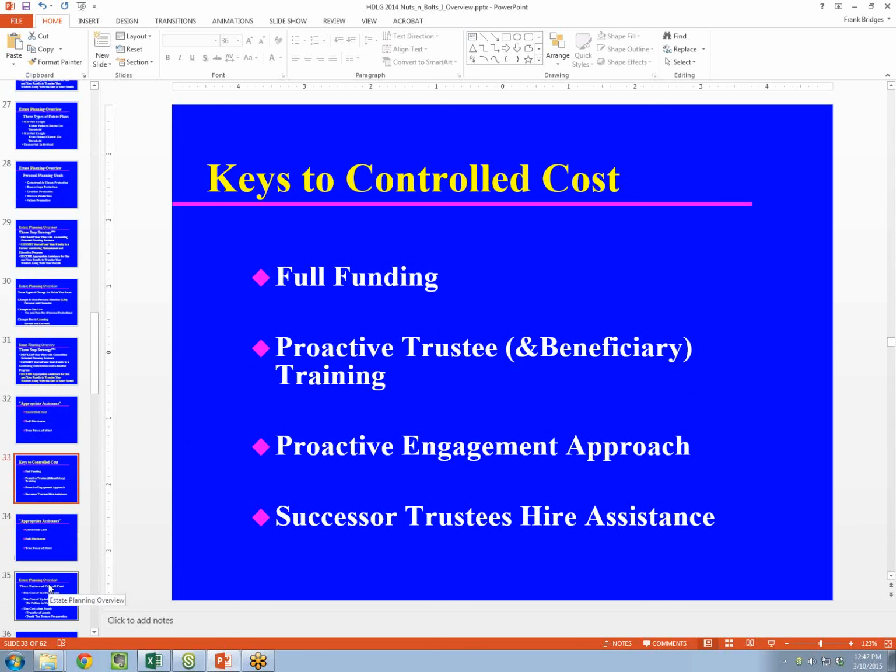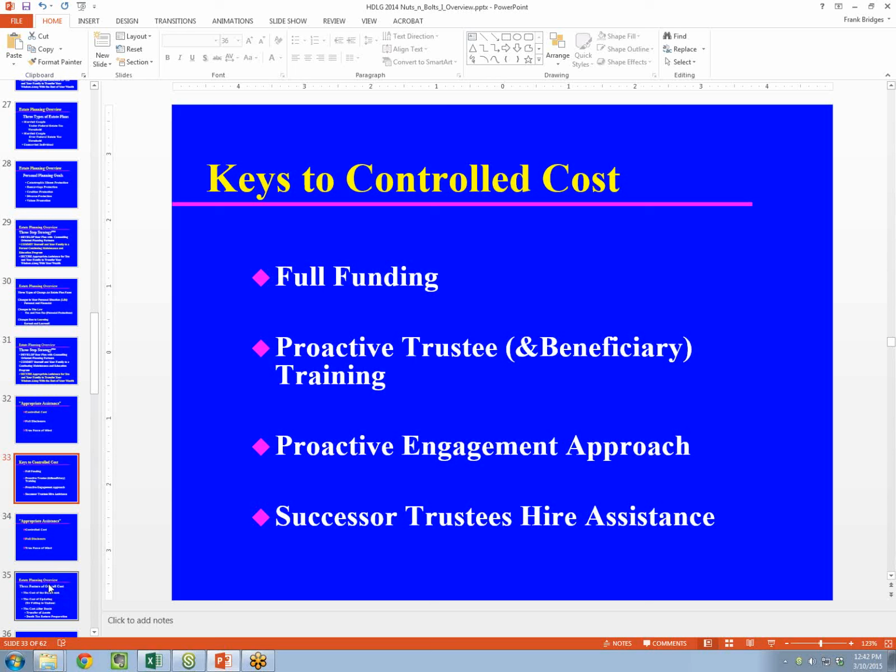The first thing is full funding, making sure that all of the assets are titled and beneficiary designations are designated so that they line up with the instructions that the client has for their plan. Then the second part is proactive trustee training and beneficiary training so that people know what's supposed to happen. In other words, what to do, how to do it, and how to pay for it.